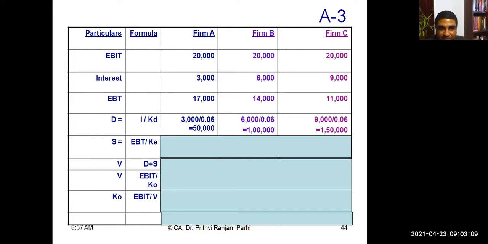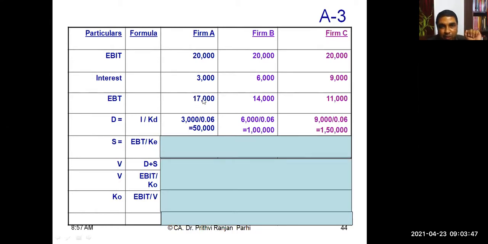Now, the next thing is that we have to calculate the value of share. After interest is gone, this amount will go to the shareholders, right? Earning before tax. And the assumption is that there is no tax and no retention, the entire money is distributed. So this money is the dividend and this will go to the shareholders. So this is my cost of share or cost of equity. And the question says K is 10%. So what is the value of share? Okay, value of share is equal to EBT by K. Why EBT by K? Because this is the cost of equity.